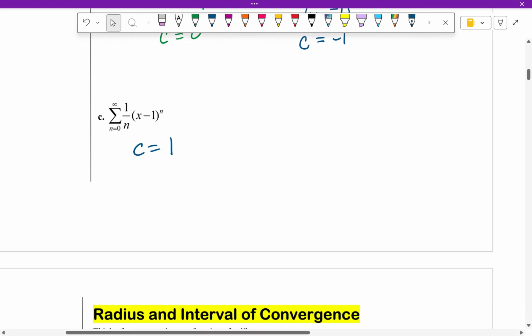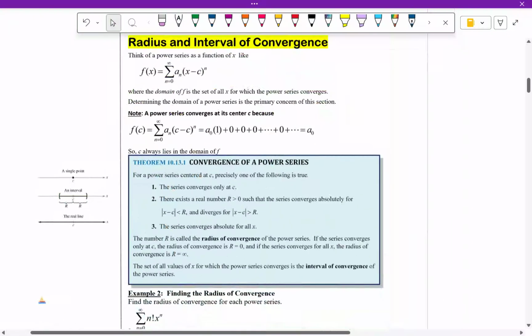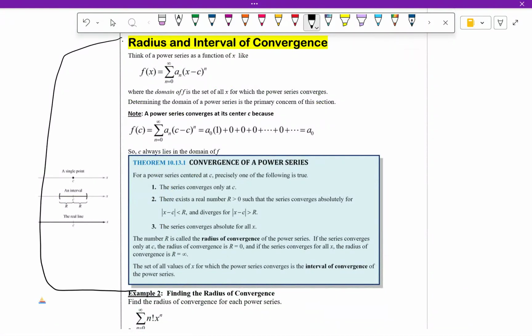Okay, we're going to talk now about the radius and interval of convergence a little bit more. I am going to give you about 2-3 minutes. I want you to read through it once on your own, and then we're going to talk about it. It's okay, I know it looks scary.